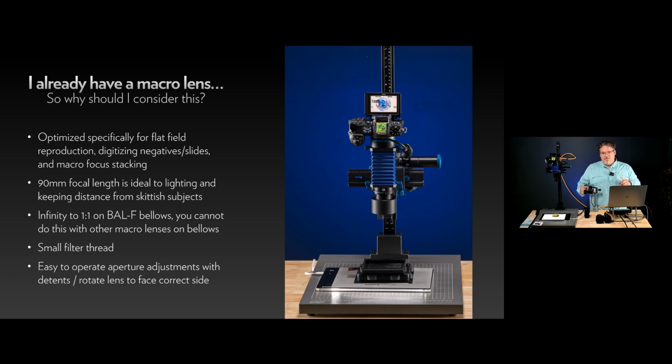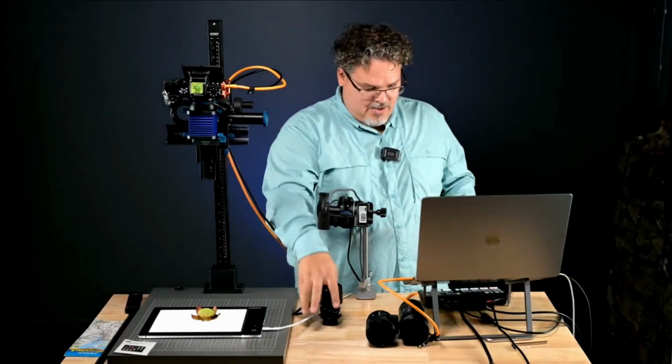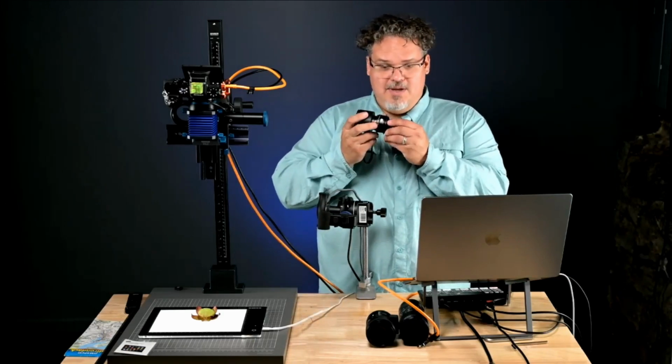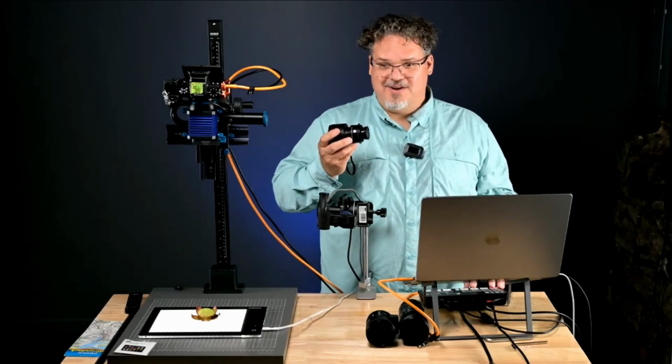It does have that small filter thread. If you use filtration, this is an important thing. It's cheaper filters, right? And I really love the aperture adjustments on this. So let's take a peek at that. When you're using the lens, if you're a large format user, you already understand this.